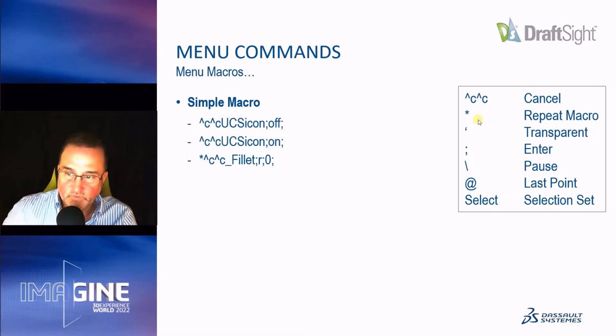So the other items, if you notice in this list, is there's a quote for transparent. Transparent command is a command that could be nested. For instance, zoom, pan, maybe you're orbiting, things that you would do inside of another command. You can do transparently, so we use a quote for that. There's a backslash for pause, which means if I need to pick a point, I can pause so the user can pick, and then I can continue on with the sequence.